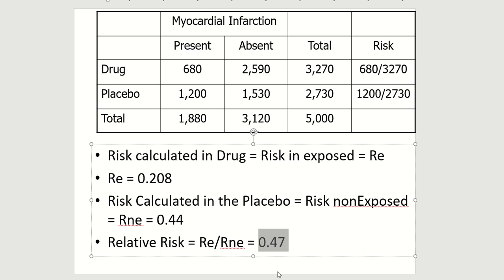Now, how do we interpret a relative risk? If the risk in the exposed and the risk in the not exposed were equal, the ratio will be equal to 1. If the risk in the exposed is lower than the risk in the not exposed, as in the case that we just saw, the relative risk will be less than 1. However, if it was the other way around, the risk in the drug higher than the risk in the placebo, the relative risk will be greater than 1. So you get a value greater than 1.